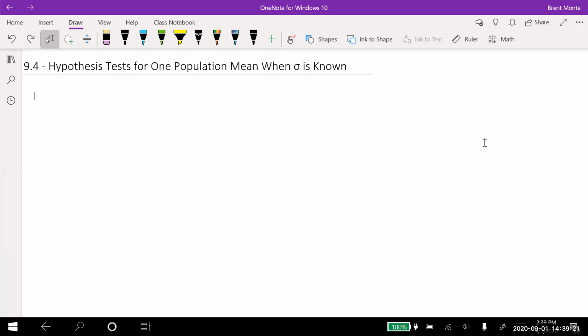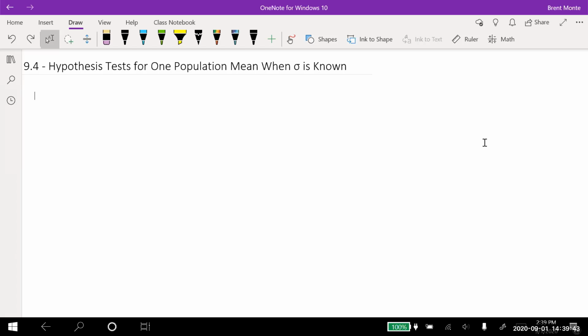We talked in previous sections 9.1 through 9.3 about what the tests are, how to set them up, how to interpret. This is just going to be examples of actually doing the tests. So this is our first real step into what we're going to be doing the rest of the semester, hypothesis testing. So do get familiar with this. You're going to see a lot of it.